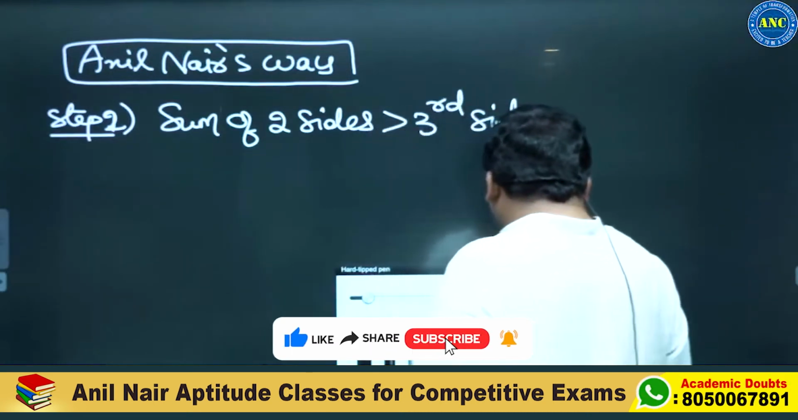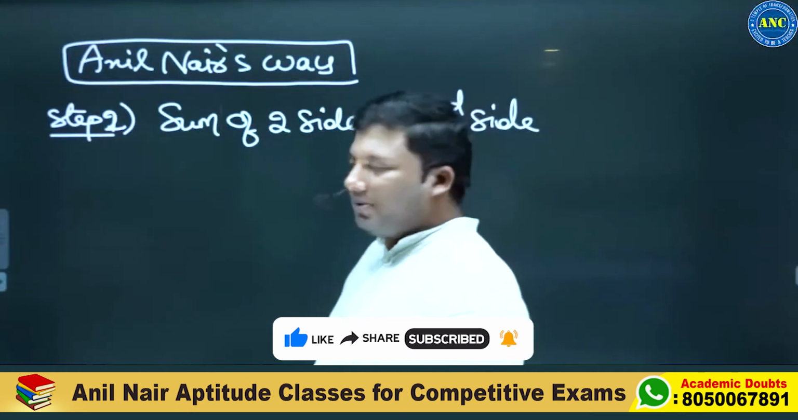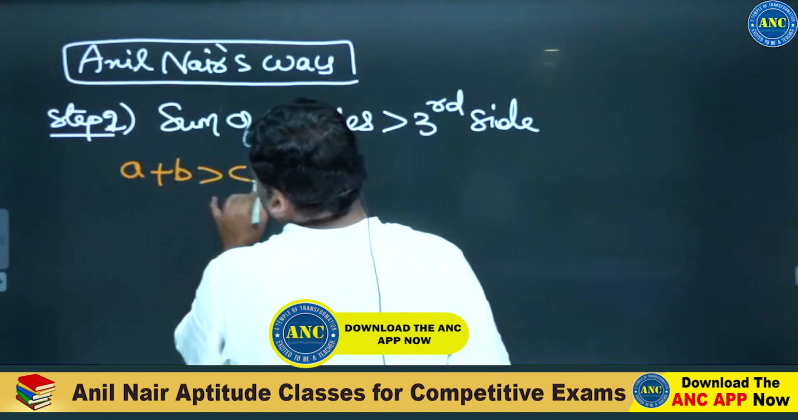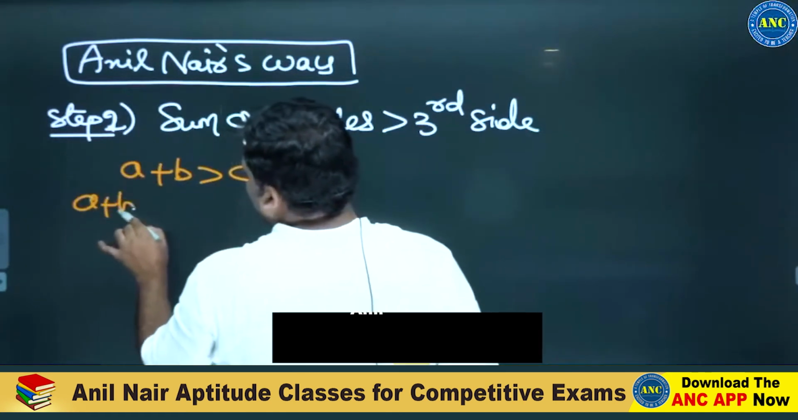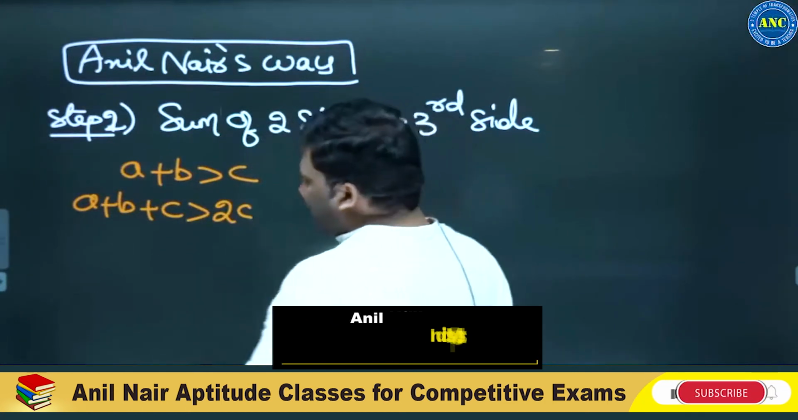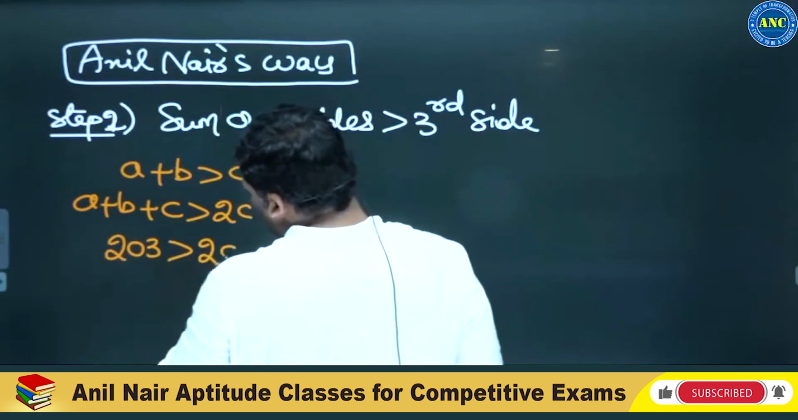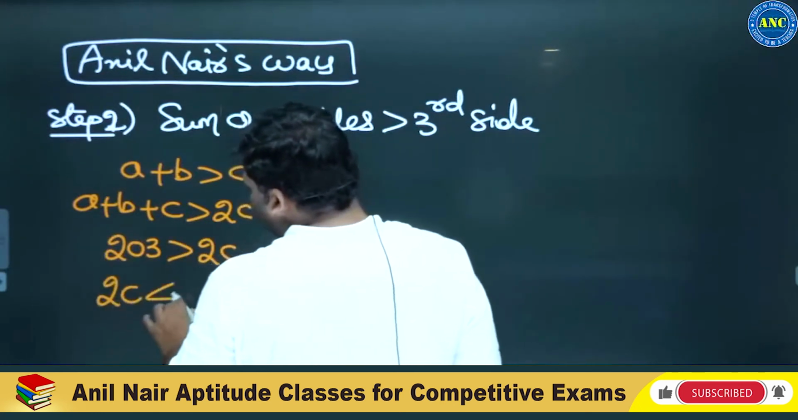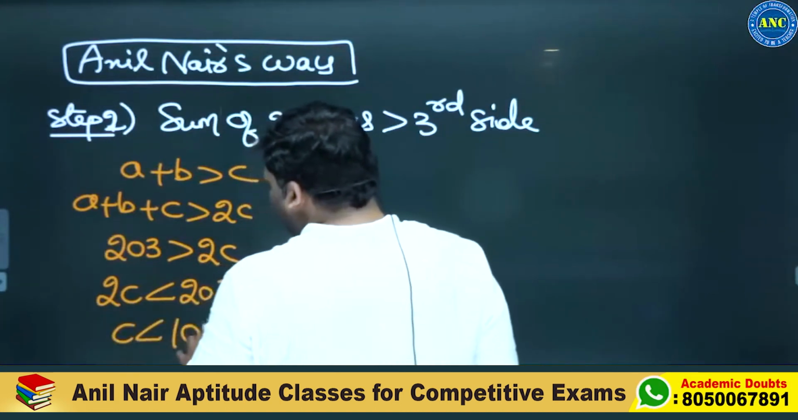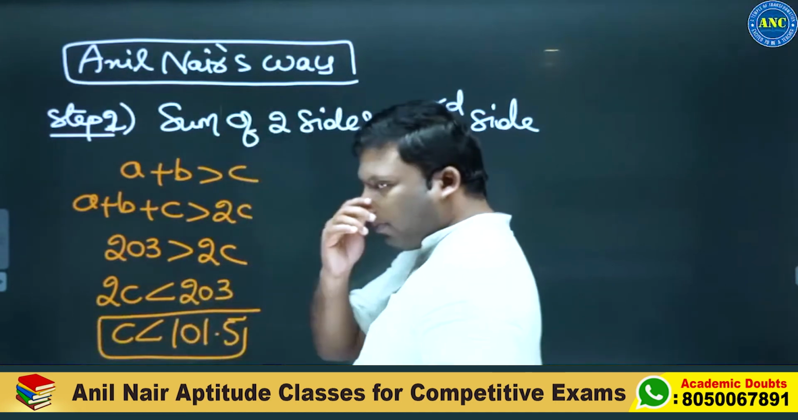So a plus b should be greater than c, b plus c should be greater than a, c plus a should be greater than b. a plus b is greater than c. Adding c, a plus b plus c is greater than 2c. a plus b plus c is the perimeter, 203, which is greater than 2c. 2c is less than 203. c is less than 101.5.